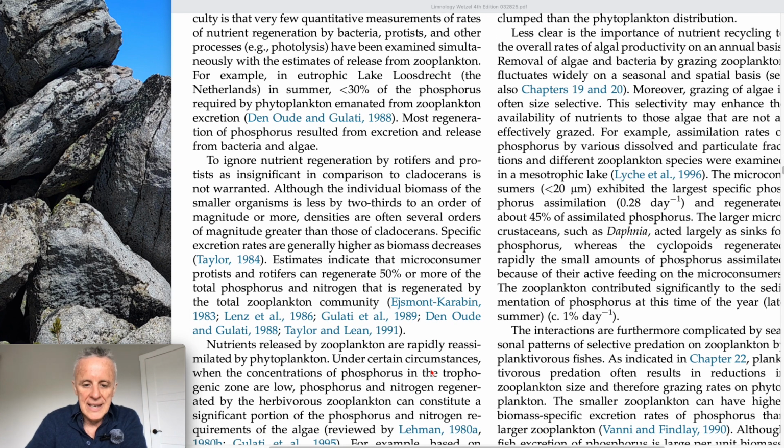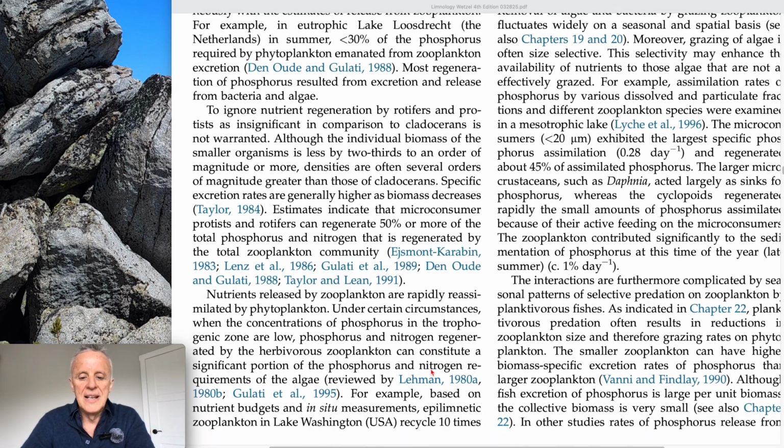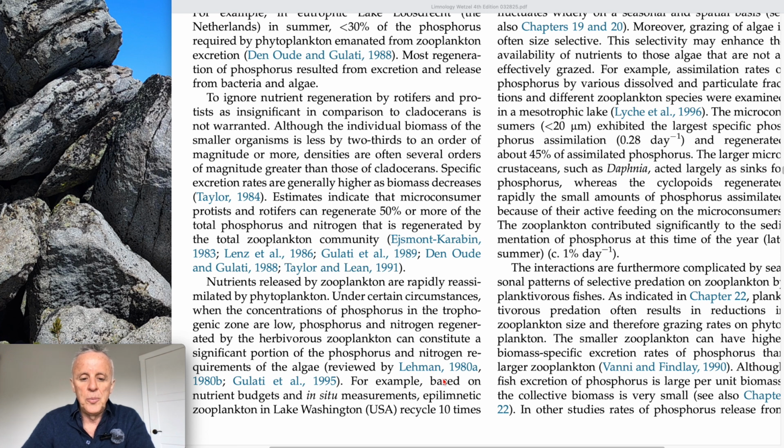Although the individual biomass of the smaller organisms is less by two-thirds to an order of magnitude or more, densities are often several orders of magnitude greater than those of cladocerans. Specific excretion rates are generally higher as biomass decreases. Estimates indicate that microconsumer protists and rotifers can generate 50% or more of the total phosphorus and nitrogen that is regenerated by the total zooplankton community.